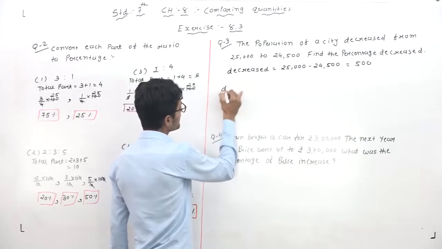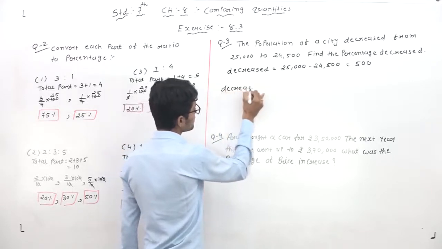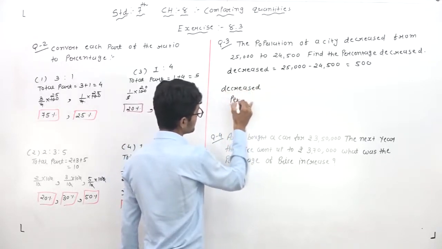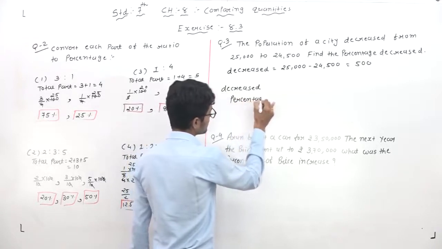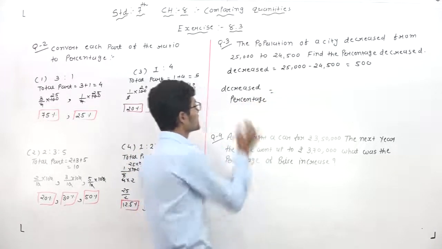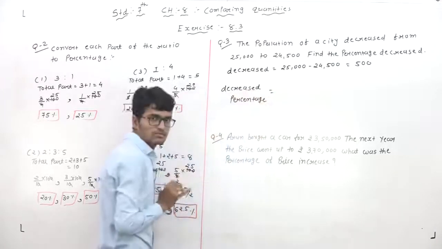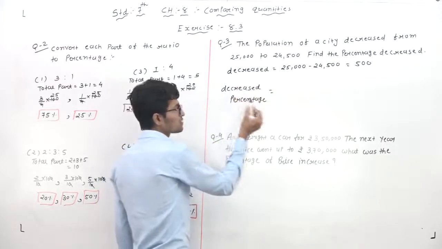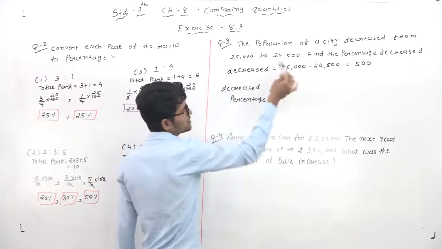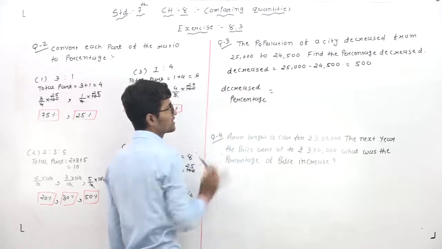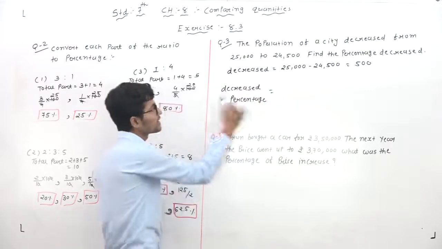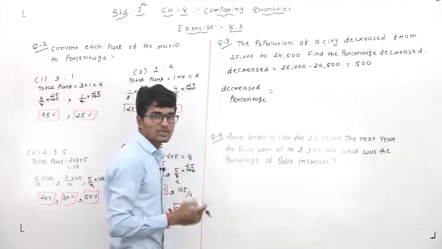Write down here decrease percentage. Decrease means one type of the loss. Here using the loss percent, this one is also right, but in this question using the decrease word, so we are writing here decrease word. If you write here loss percentage, then this one is also right.